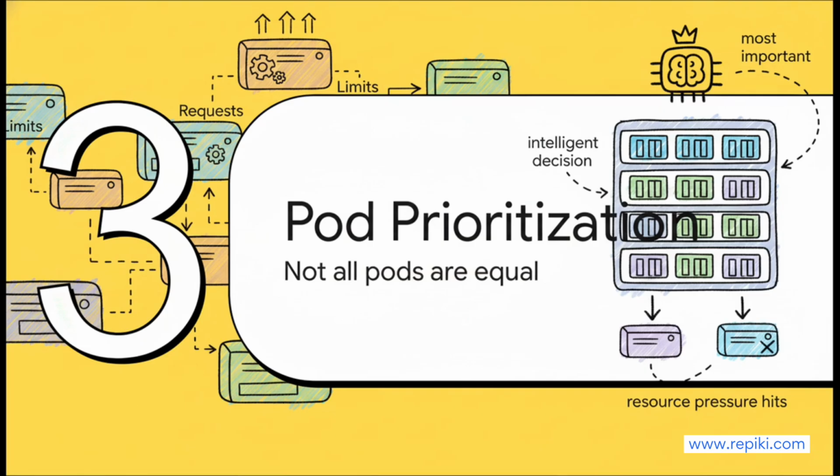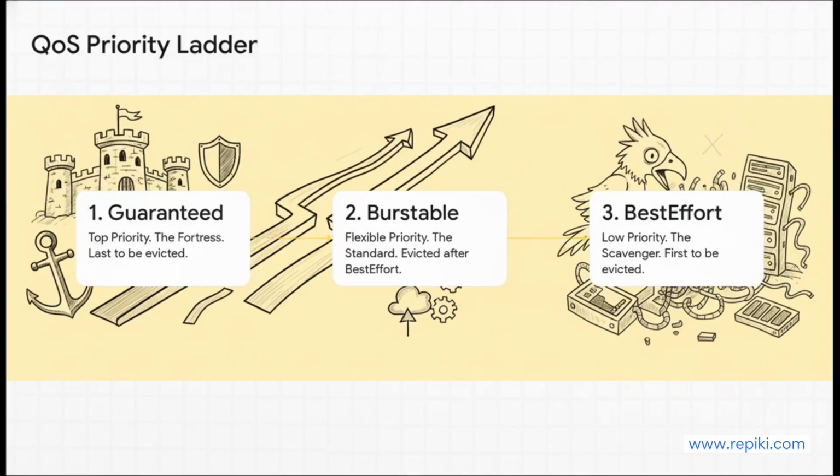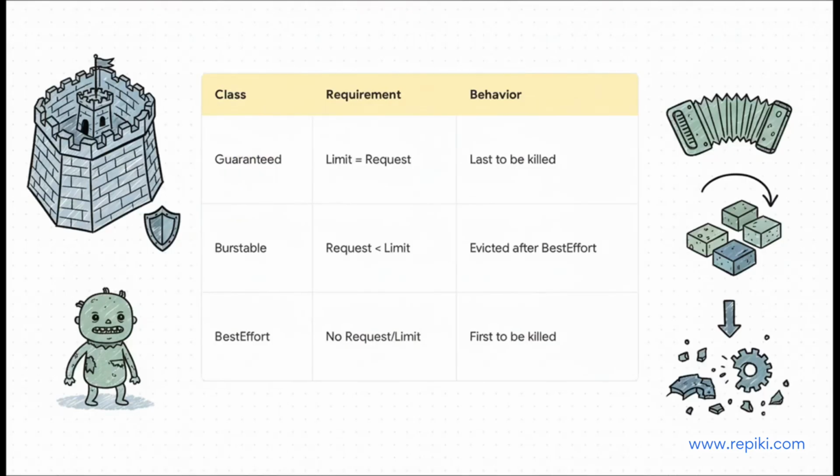Okay, so now that we've set our requests and limits, Kubernetes can start making some really smart decisions. When a node starts running out of resources, it knows that not all pods are created equal. And the way it does this is with 3 quality of service classes, or QoS for short. You can think of it like a priority ladder that determines which pods get kicked off the node first when things get tough. And this is so important to get. By setting your requests and limits, you are literally programming how your pod will survive.